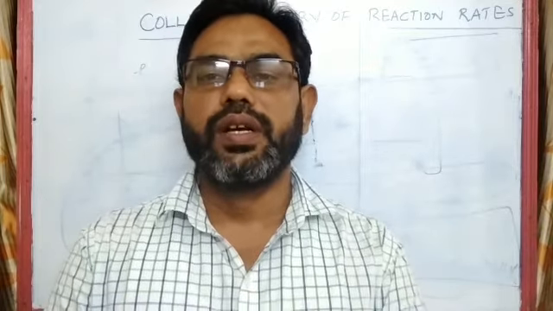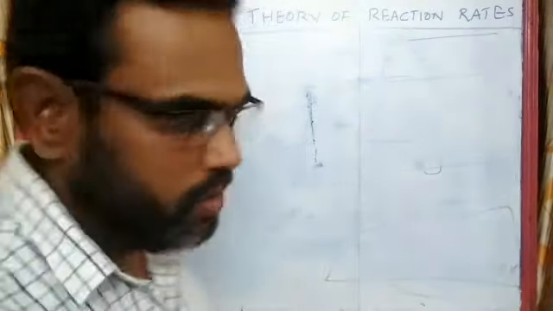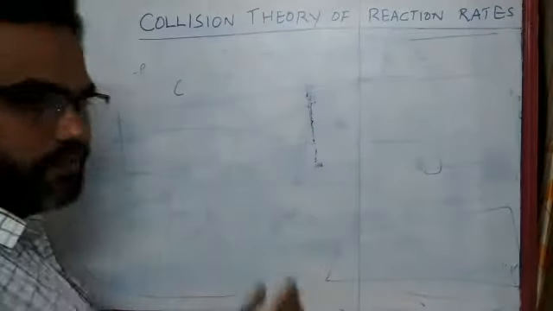What are the corrections or modifications needed in the classical collision theory, to convert it into a modified collision theory? So the corrections are: one, not all collisions lead to a chemical reaction.